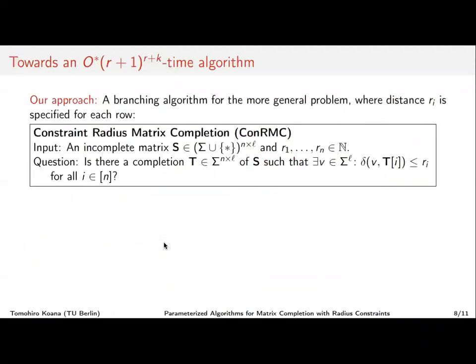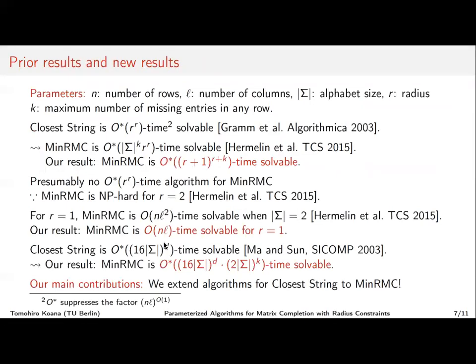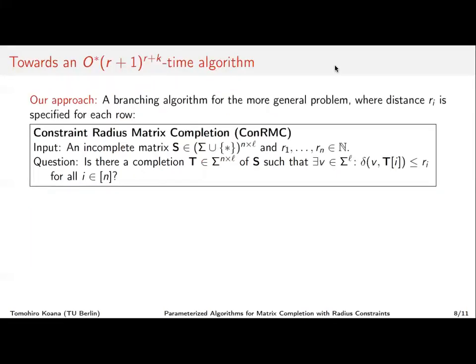Okay, so I will show how to obtain this result, the R plus 1 to the R plus k time algorithm. To show this, we work with a more general problem, which we call constraint radius matrix completion. The input is basically the same, except that we have additional numbers. Basically, the radius can be specified for each row.